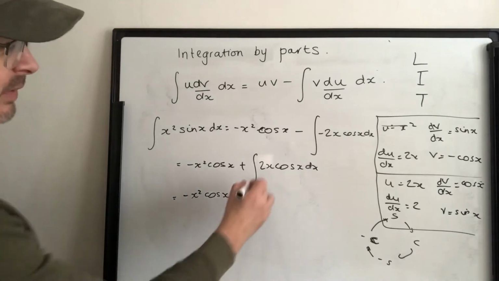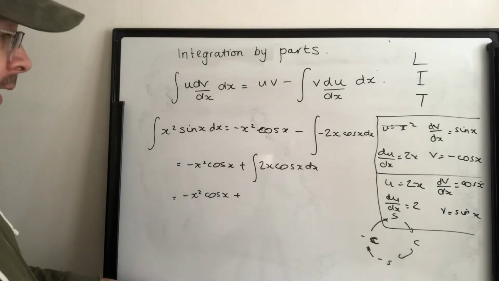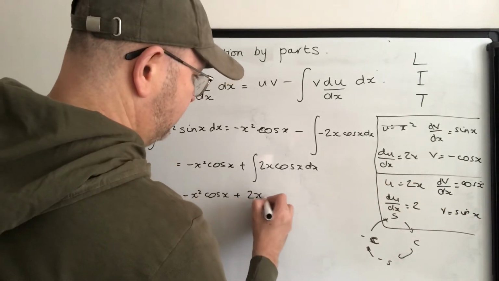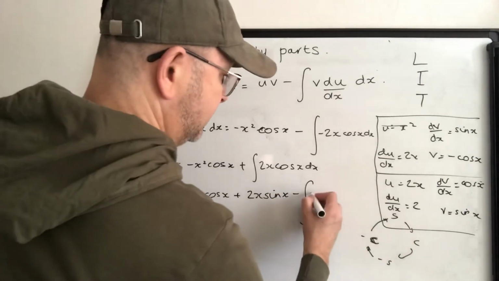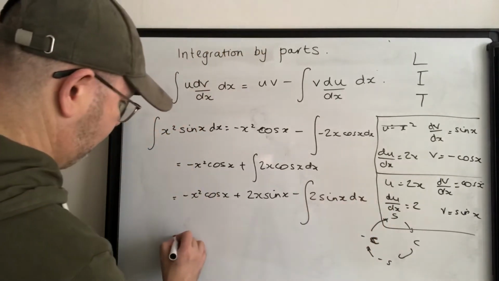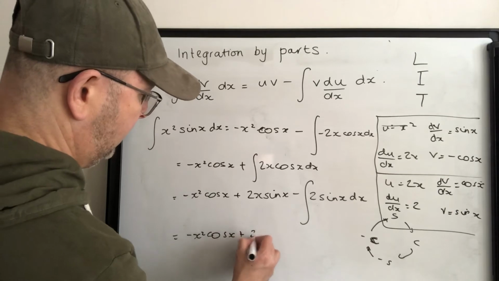As we've got the plus here, we don't really need the square brackets. So plus, so the uv on this is 2x sin x, write it in a nice order, minus the integral of 2 sin x, which is minus x squared cos x plus 2x sin x.